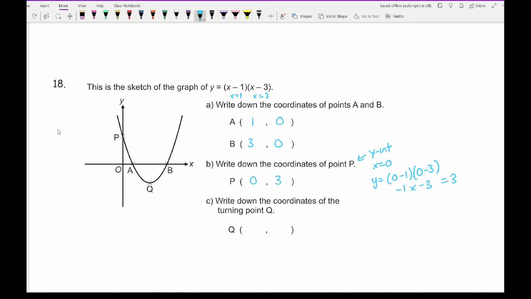And then finally, write down the coordinates of the turning point. For this, I need to expand the equation. So I've got y equals x squared minus 4x plus 3. And then I've got to use completing the square. So I've got y equals (x minus 2) squared plus 3 minus 4, so (x minus 2) squared minus 1. Then the turning point takes the reverse of this number, which is positive 2, and this value here, which is minus 1.